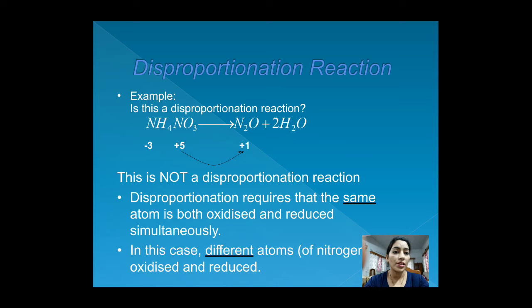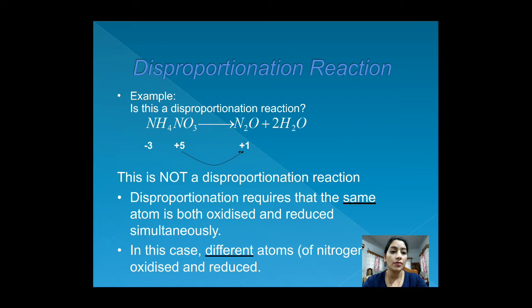Now, the disproportionation reaction. What is a disproportionation? Take an example: when ammonium nitrate is heated, we get N2 and water. This is not a disproportionation reaction. Disproportionation means one element alone shows different oxidation states, both oxidation and reduction. But in the case of ammonium nitrate, two different nitrogen atoms are showing different oxidation states.